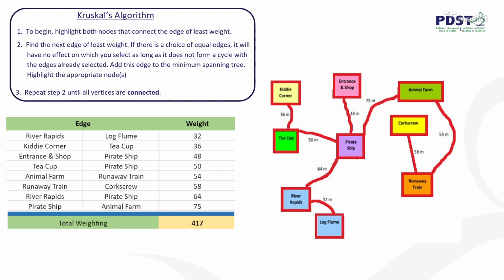Kruskal's algorithm is a greedy algorithm, which means that as the solution builds piece by piece, the lowest value is always chosen.